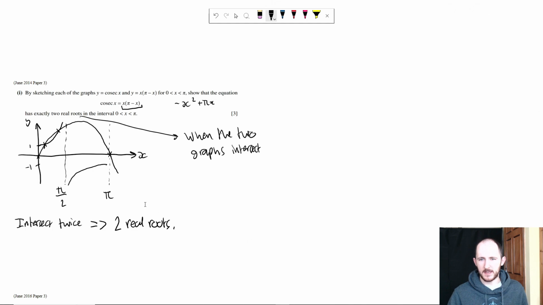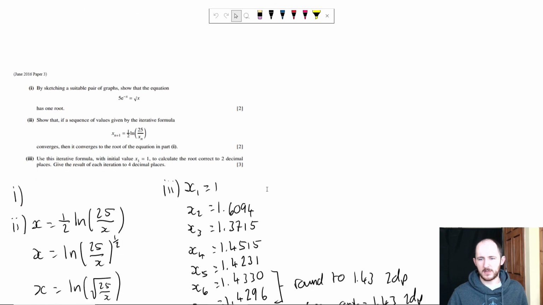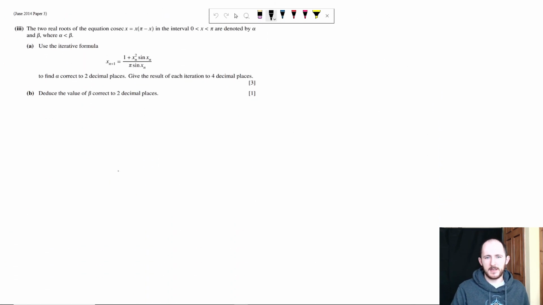So what we're going to do with this is I'm actually going to keep an eye on this. So we could even move the question up to be there. But part 3, if you remember rightly, there were 2 solutions, right? There were, because it intersects twice. And it says use the iterative formula to find alpha correct to 2 decimal places. Give the result of each iteration to 4 decimal places. Okay, so if you notice, I need to pick a value myself. Okay, so I don't know what my kind of x0 or x1 is, right?